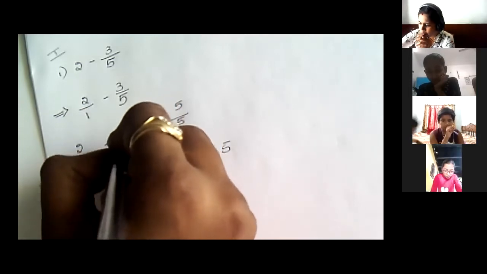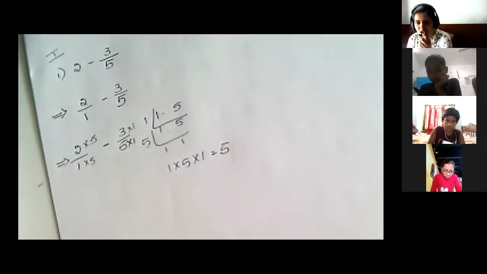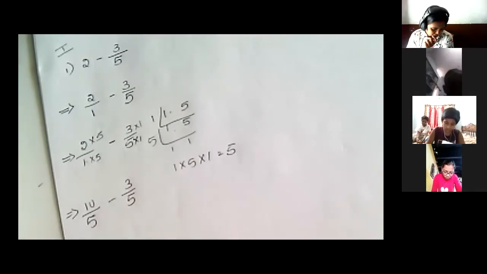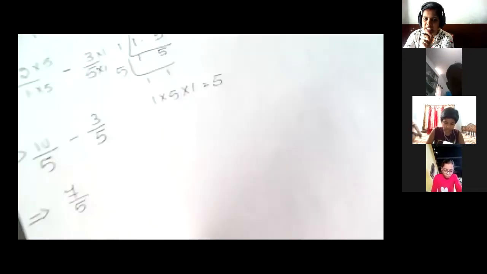So I'll write here 2 by 1 minus 3 by 5. 5 1s are 5. The same 5 I'll copy for the numerator. Whatever we have multiplied in the denominator, the same number I'll copy for the numerator. So 2 5s are 10, 1 5s are 5, minus 3 1s are 3. In 10, if you subtract 3, it's 7. 7 upon 5.